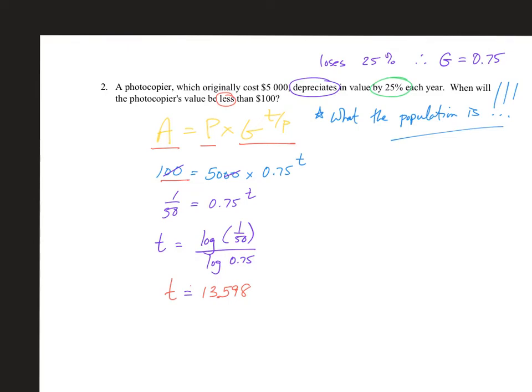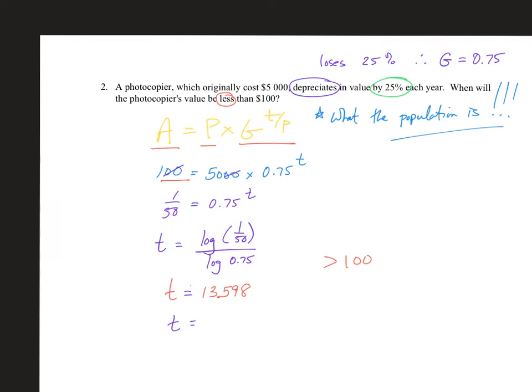Now, if I was to round that down in any way, then I would come up with a value that was greater than $100. I haven't allowed enough time to pass to reach and then get below $100. So when I incorporate that less word in this context, all that means is I have to round my answer up. And so in this instance, there's no rounding rules when it comes to us dealing with years, so I'm going to round to 2 decimal places.